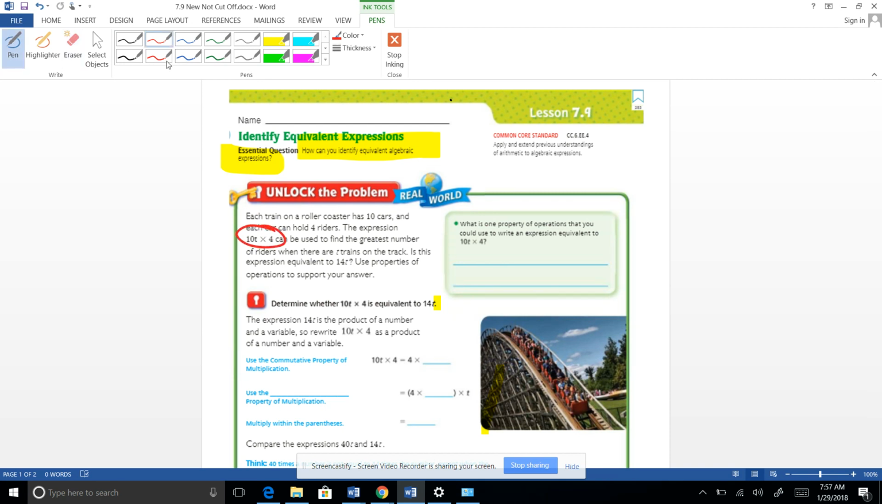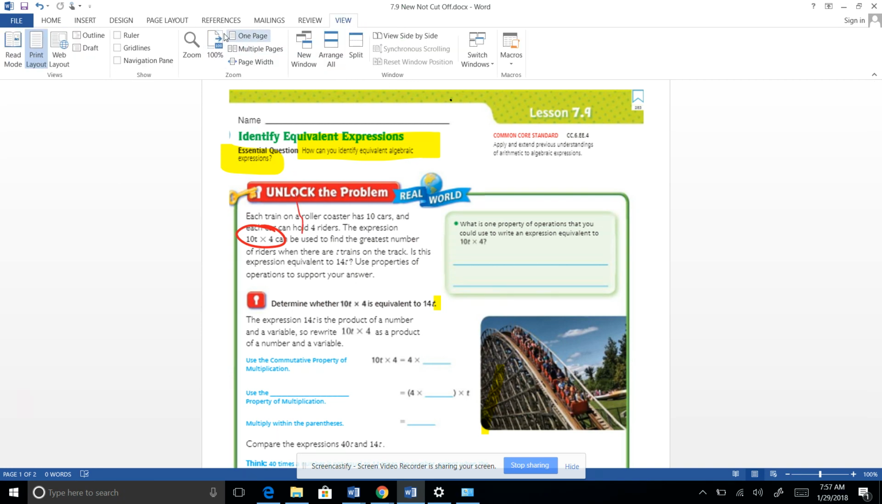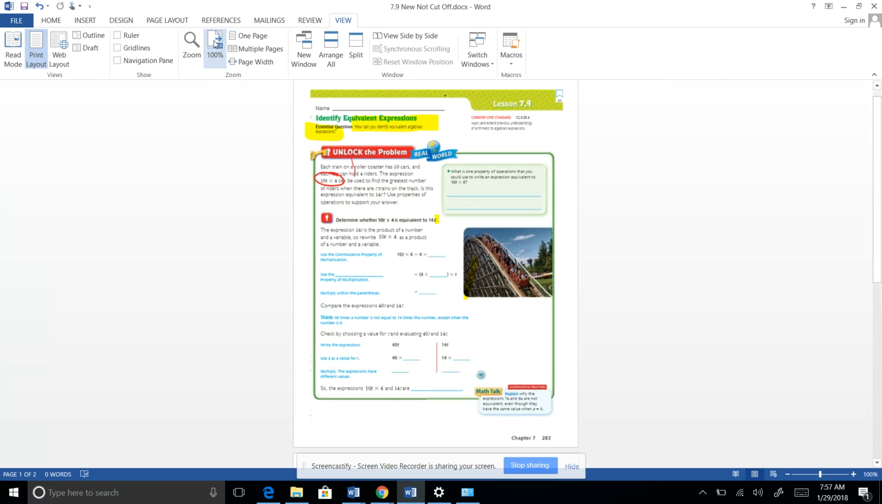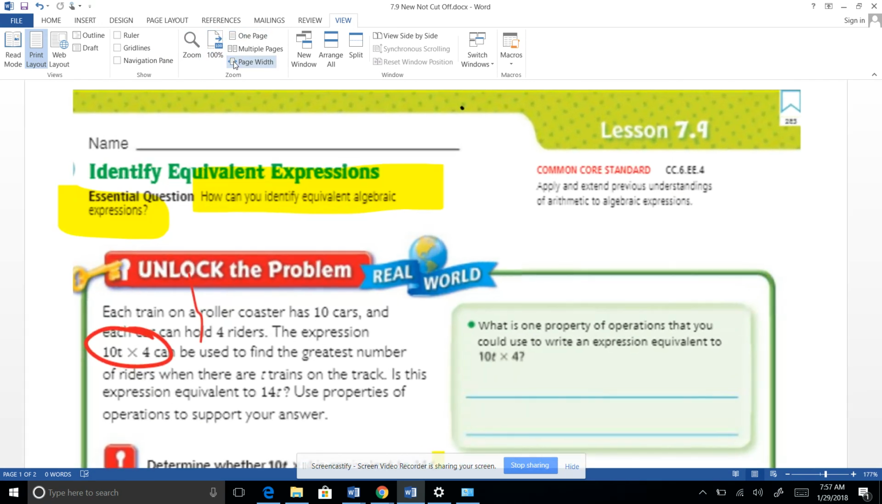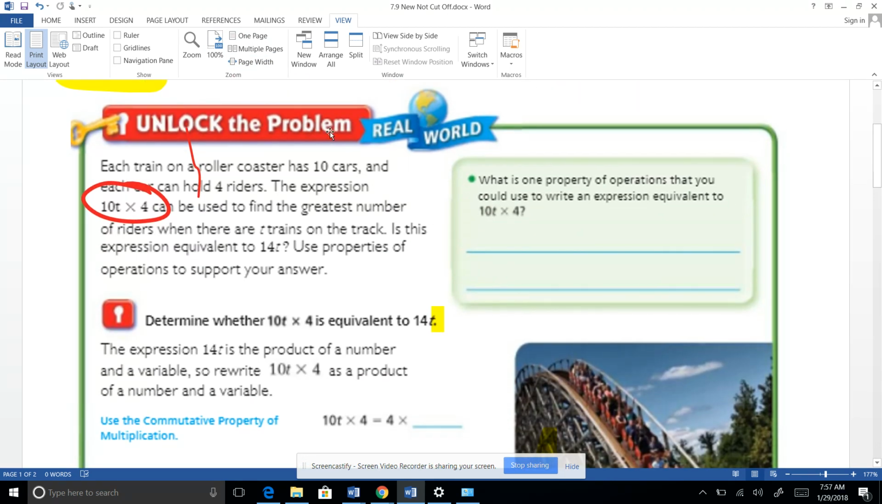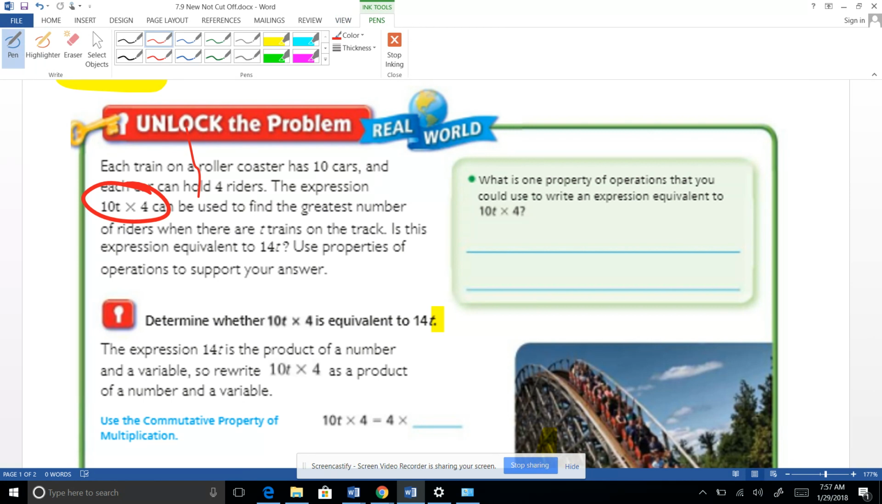Let me see if I could view this a little larger. Okay, in any case, 10t times 4 can be used to find the greatest number of riders when there are t trains on the track. Is this expression equivalent to 14t? Okay, so we want to know, is it equivalent to 14t? Well, we need to determine whether 10t times 4 is equivalent. And what does this box say? It says one property of operations that you can use to write an expression equivalent to 10t. So we want to know what is one that we could use.